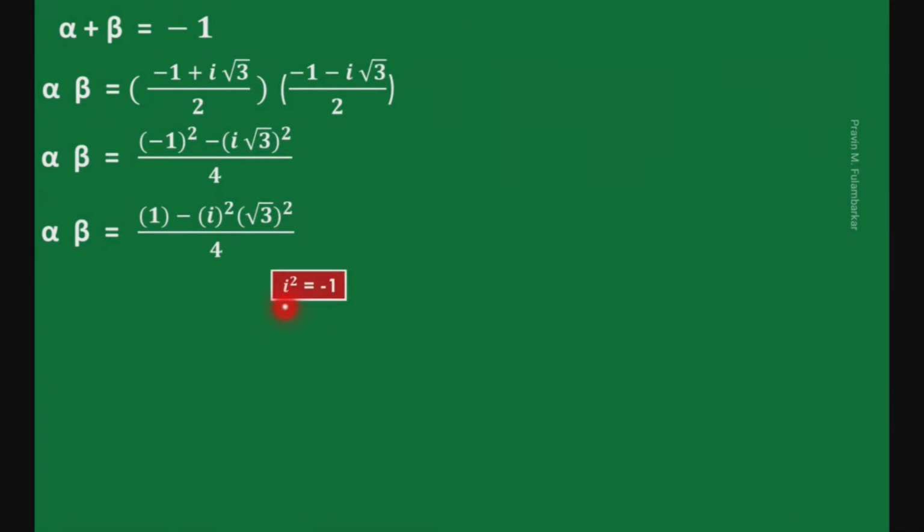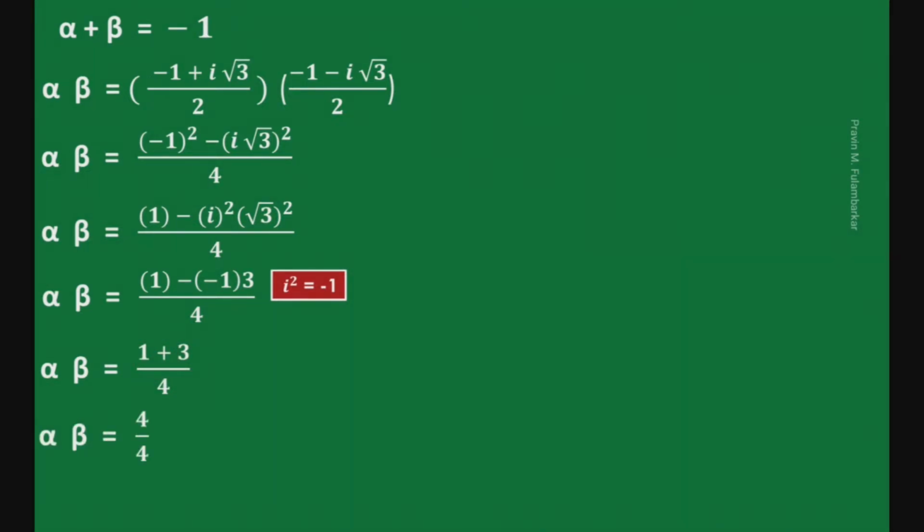We use the concept I square as minus 1. So we write this one as it is, I square as minus 1, root 3 square, so square and square root get cancelled, we get 3. So minus minus gets plus 1. So we write plus 1 into 3, that is plus 3. So 1 plus 3 we get 4 in numerator. So we get 4 upon 4 which is equal to 1.